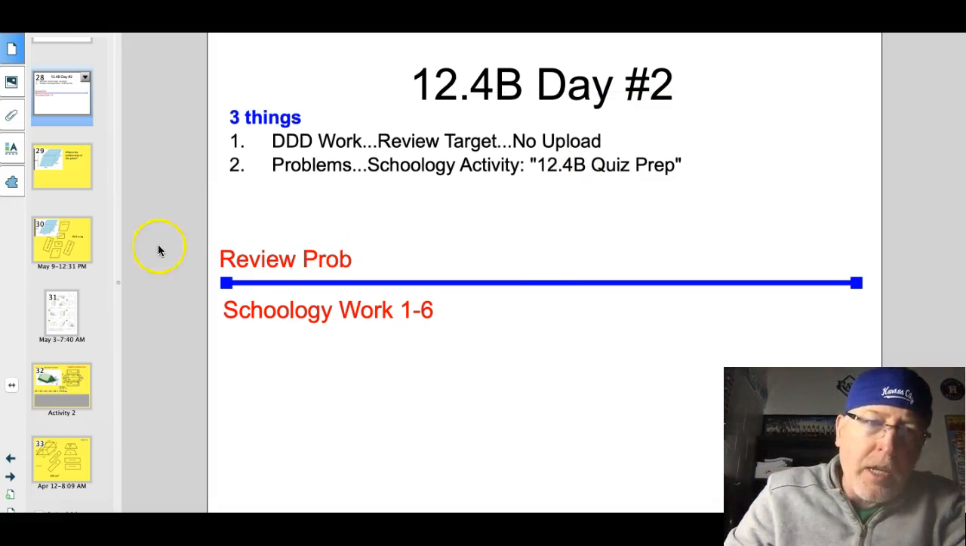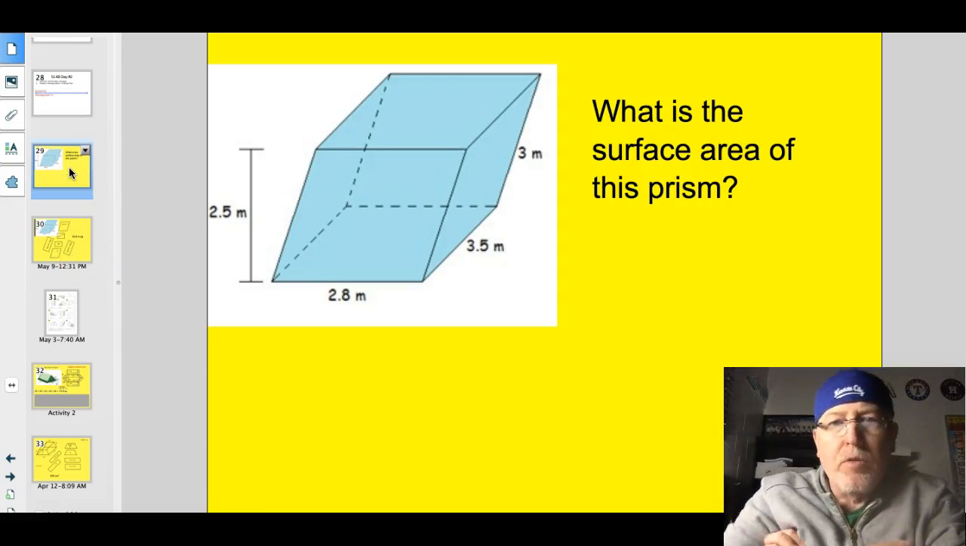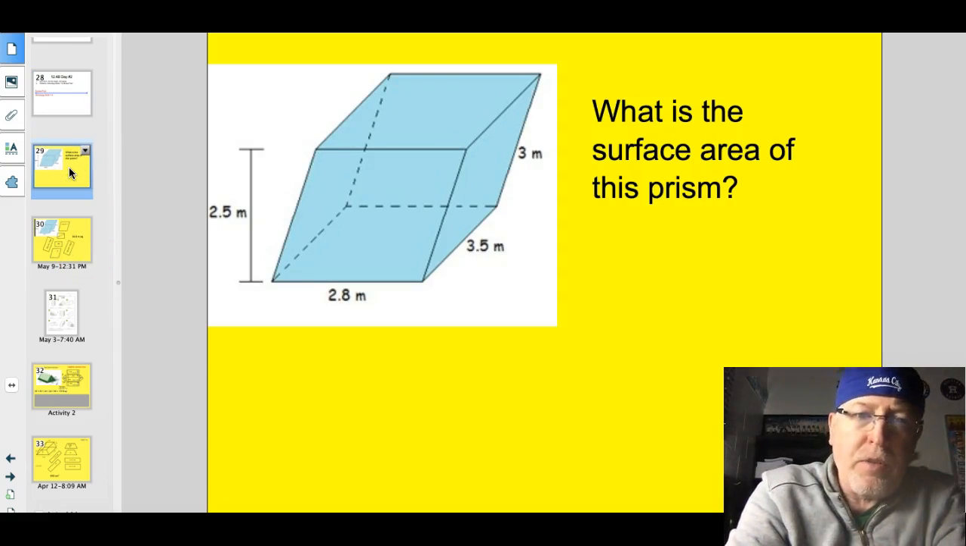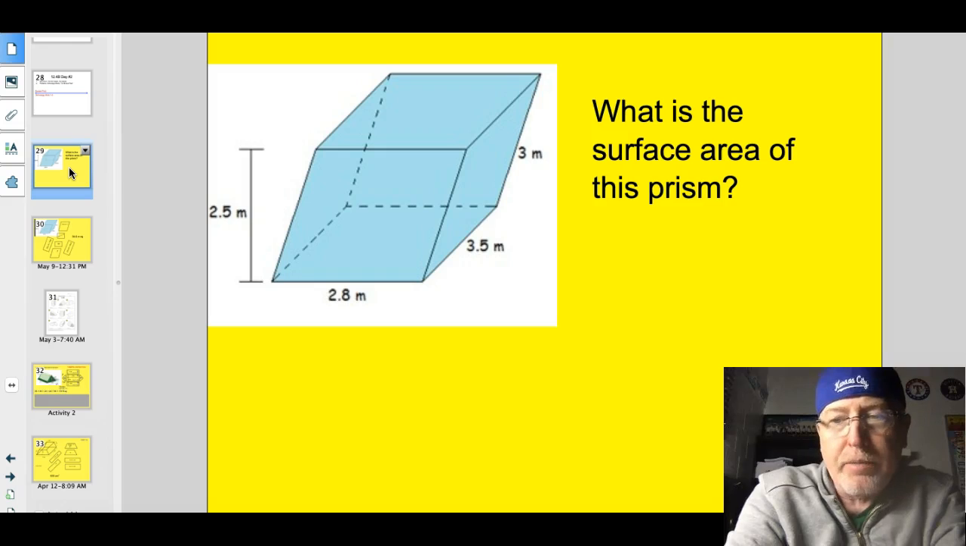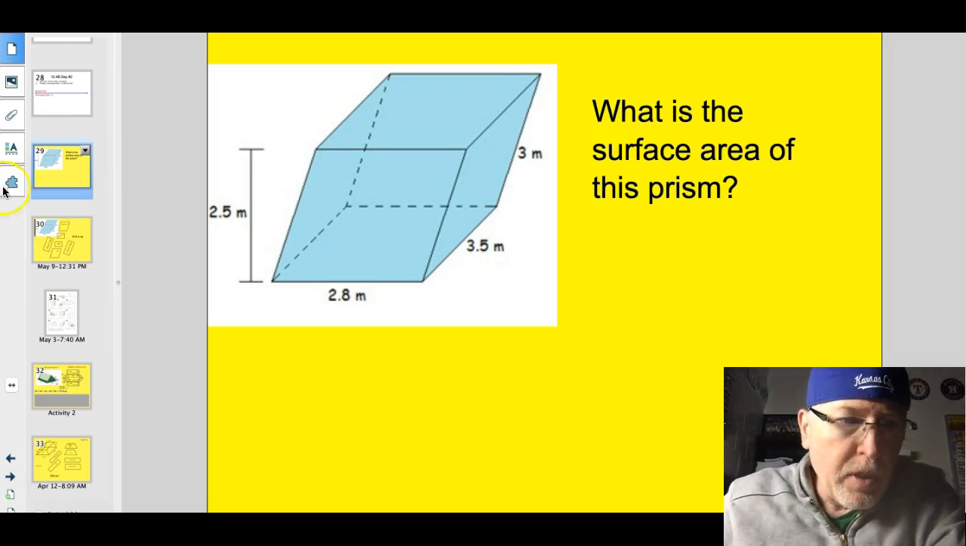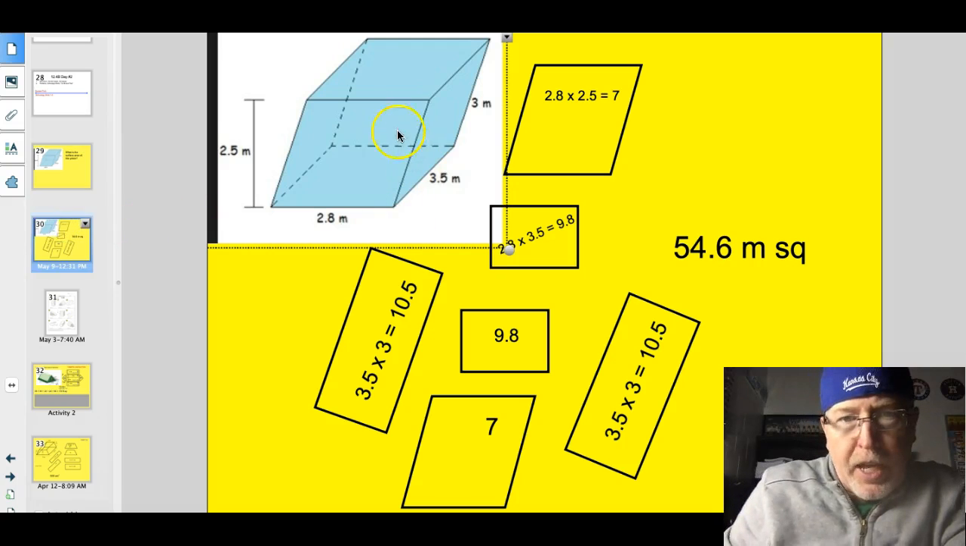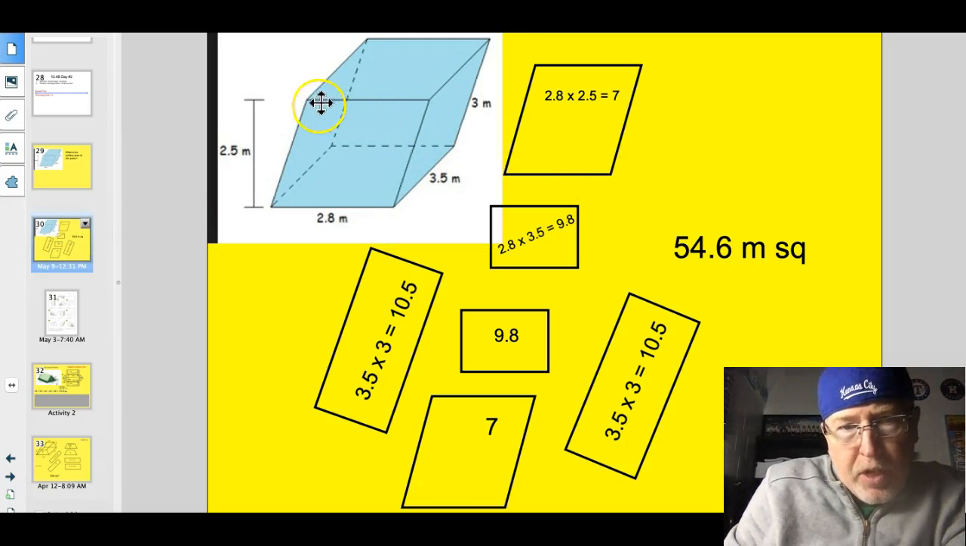Let's get going with the review for today. What is the surface area of this prism here? Give it a shot. And if you can't figure it out, at least think of what shapes it takes to make up that prism. Let's take a look. You're going to have the most obvious, these 2 parallelograms on the sides here. And so I drew those 2 parallelograms here.